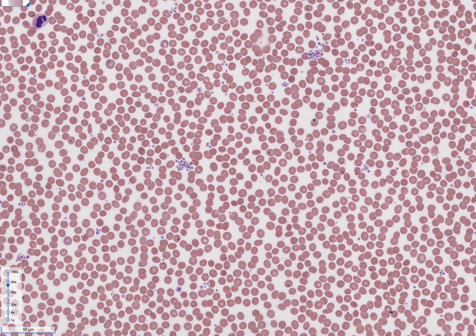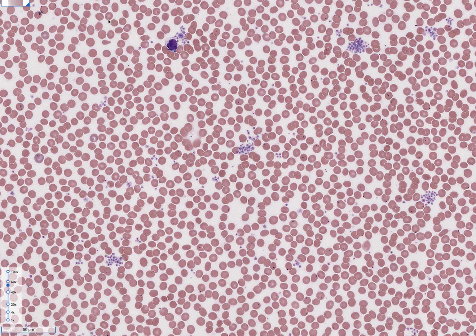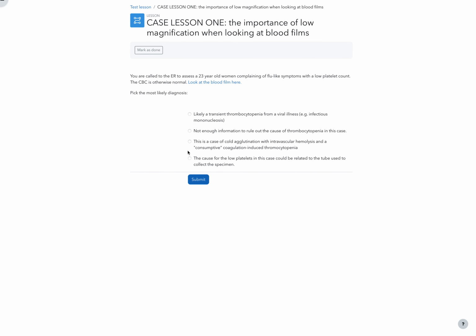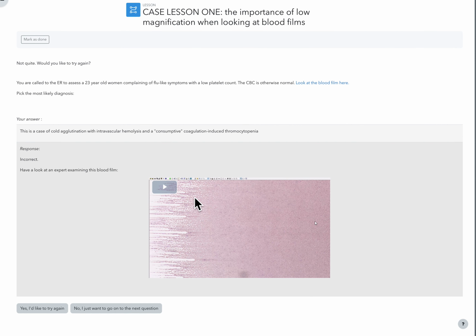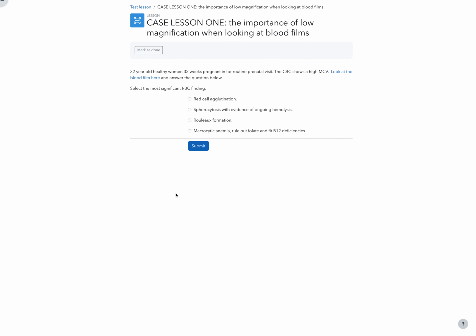You zoom in, take a look at the blood film, and you can see the abnormality here. You go back, you answer the question. We can answer incorrectly. You get an incorrect response. You have an expert looking at this. You have a chance to go back and look at the same question and answer it differently, or you can continue on. And this is another example of a history and a blood film.